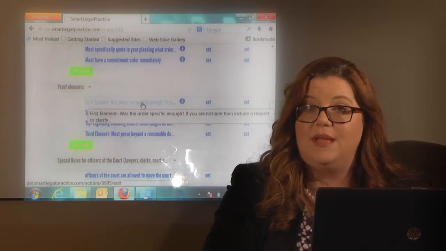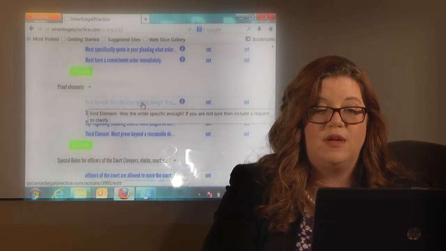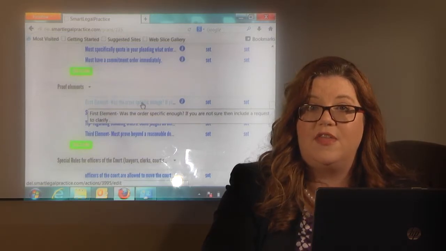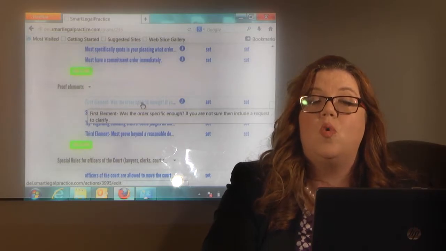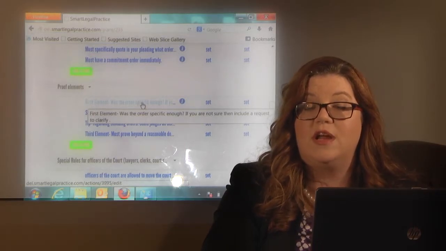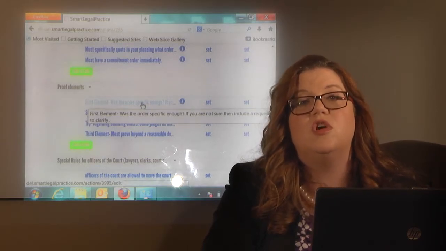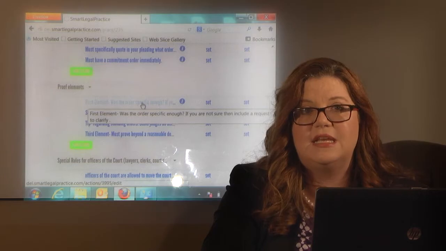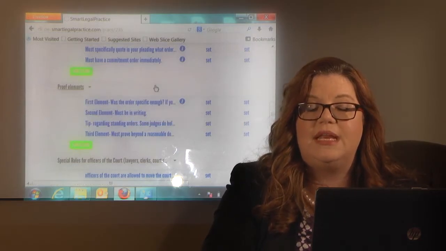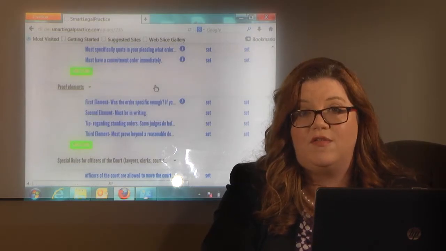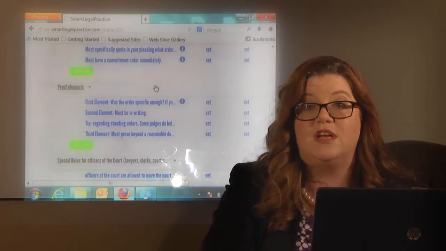Okay, so proof elements. When you're putting on your case and your proof, one of the things we're going to have to consider is, was the underlying order that you're trying to enforce specific enough? If you're not sure, and frankly there's no harm in doing this in every single case, include in your pleading a request that the court clarify the order, if it's not specific enough.